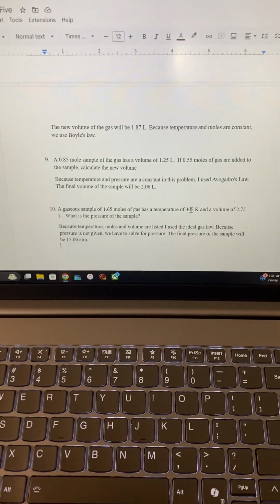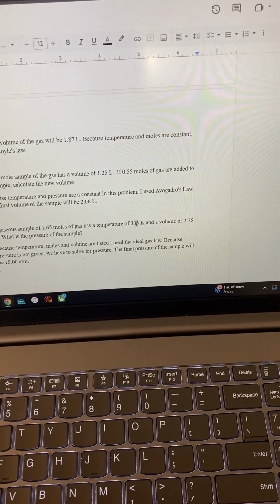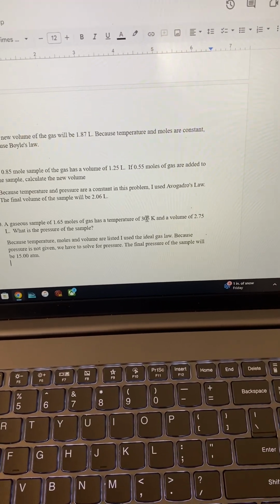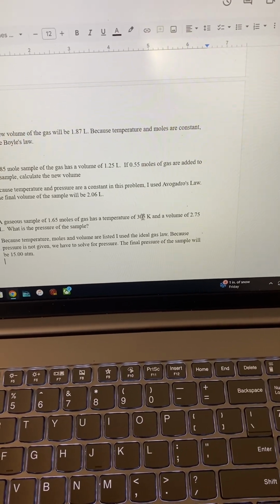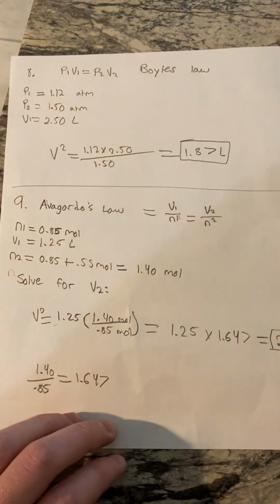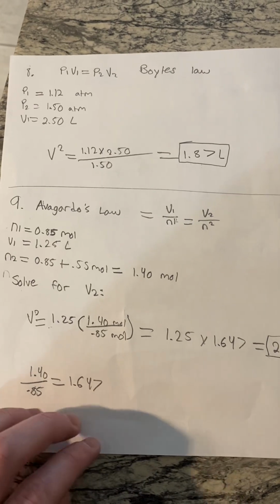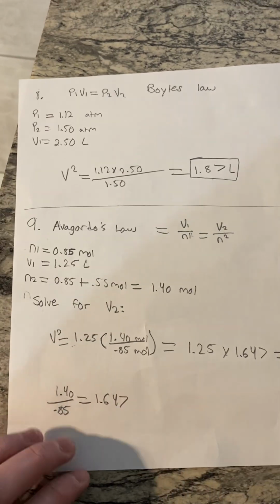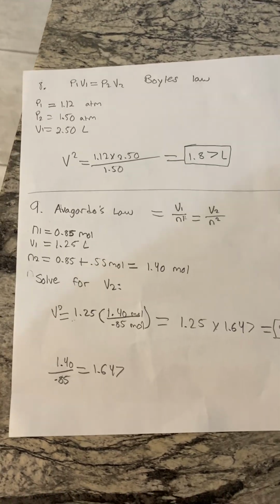Now going to question 9. A 0.85 mole sample of the gas has a volume of 1.25 liters. If 0.55 moles of gas are added to the sample, calculate the new volume. So for this answer, temperature and pressure are going to be constant in this problem, which means that the most likely gas law is going to be Avogadro's law.